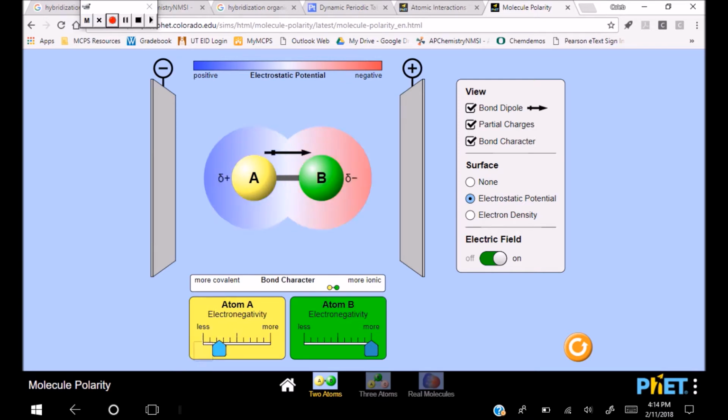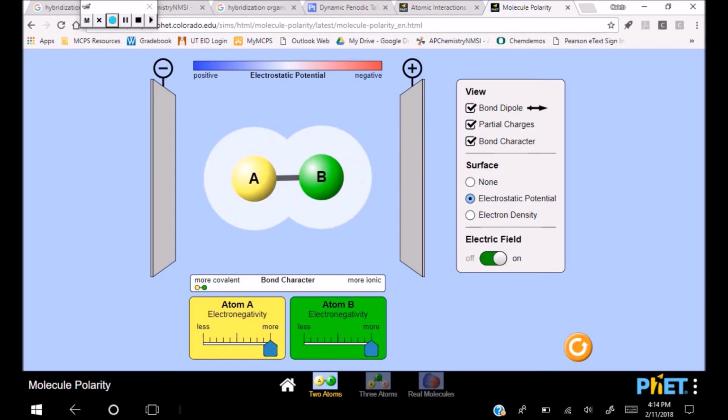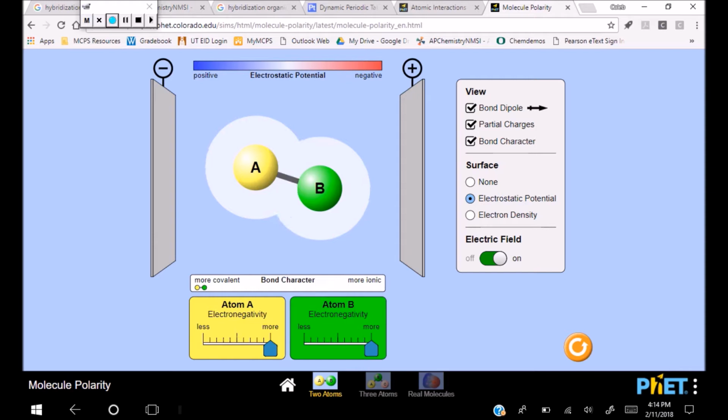Now, if both of my atoms were really electronegative, you can be really electronegative and be a nonpolar substance. You could look at chlorine gas or fluorine gas. We know that both of those atoms are really electronegative, but they pull on each other equally, like tug of war.